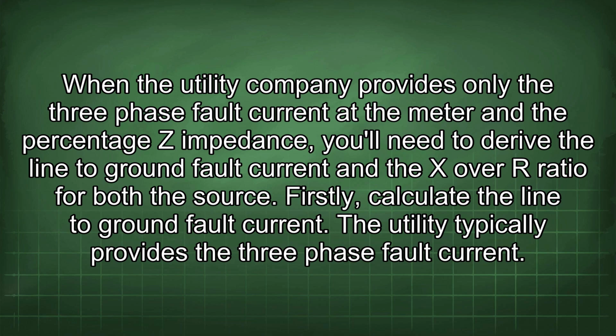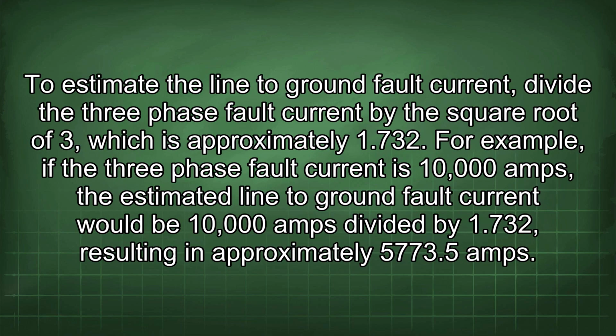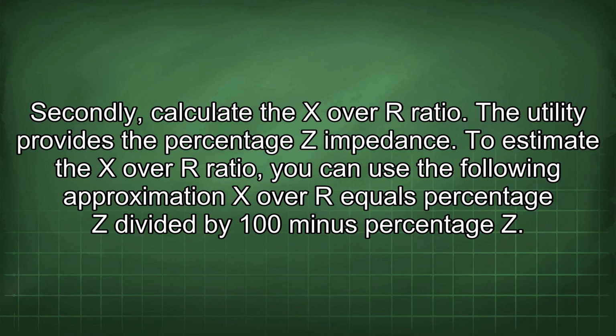Firstly, calculate the line-to-ground fault current. The utility typically provides the three-phase fault current. To estimate the line-to-ground fault current, divide the three-phase fault current by the square root of 3, which is approximately 1.732. For example, if the three-phase fault current is 10,000 amps, the estimated line-to-ground fault current would be 10,000 amps divided by 1.732, resulting in approximately 5,773.5 amps.